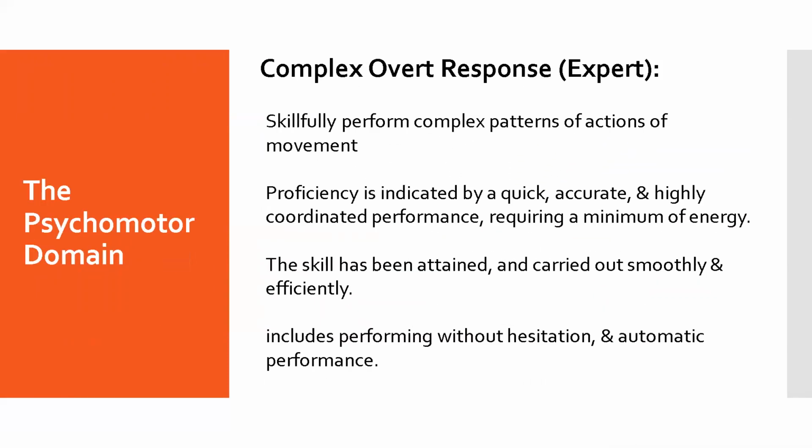The next level is the complex overt response, which refers to the expert level. Here, the individual skillfully performs complex patterns of actions or movement. Proficiency is indicated by a quick, accurate, and highly coordinated performance, and this performance requires a minimum of energy. The skill has been attained and carried out smoothly and efficiently, and this level includes performing without hesitation and automatic performance.